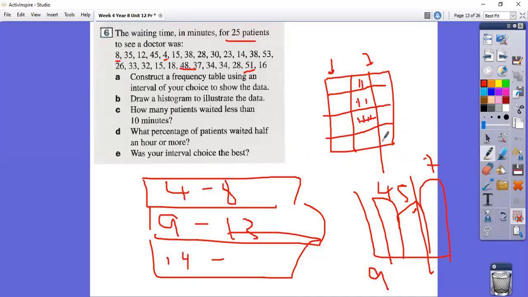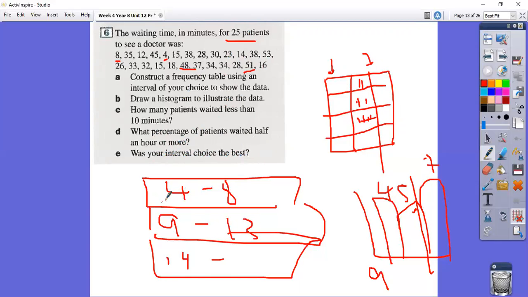So again, read from your histogram the amount of data less than this, and then work out the percentage. Remember, percentage is the smaller number out of the total number. Total number is 25. Then work out what percentage waited half an hour or more, so that's 30 minutes or more. And was your interval choice the best?